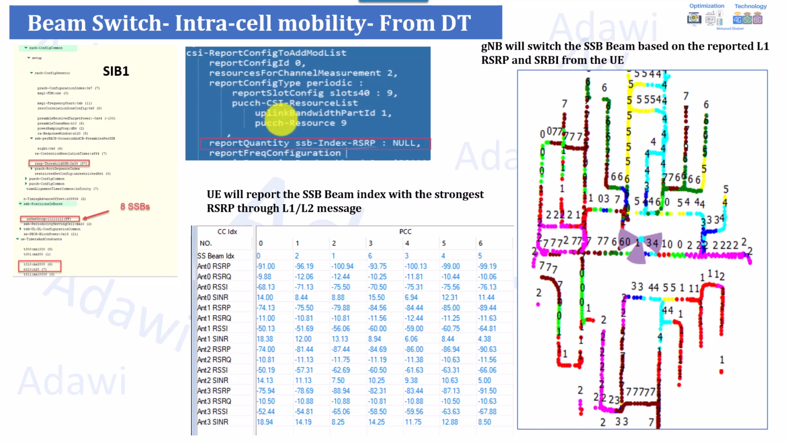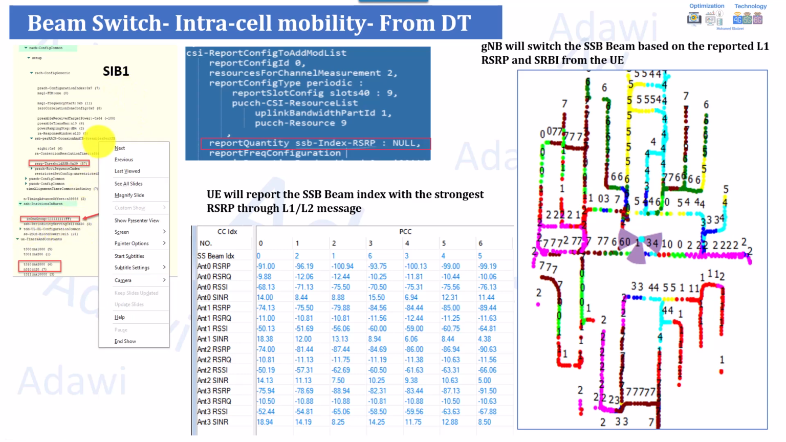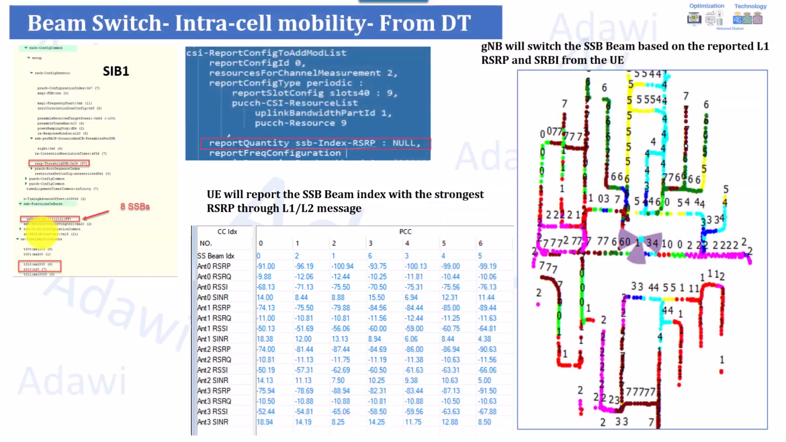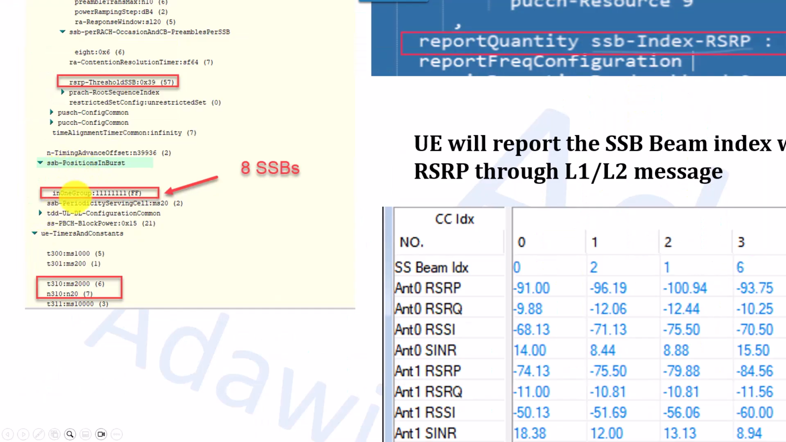So you can confirm this from your network, for standalone, based on system information block type 1. If you zoom in here, you'll find something called SSB position, and under this one you'll find something called group. If all 8 bits are 1, as you can see, this means you have 8 active SSB beams. In case they are 4, this means there are 4. In case only 1 is set and the remaining are 0, this means you have only 1.